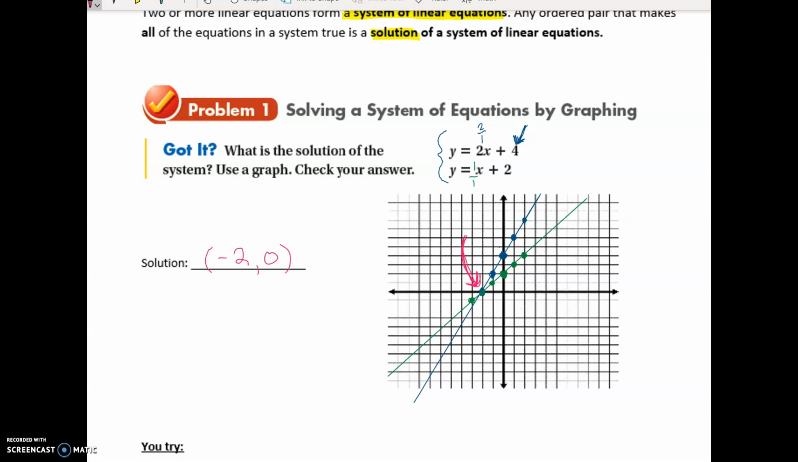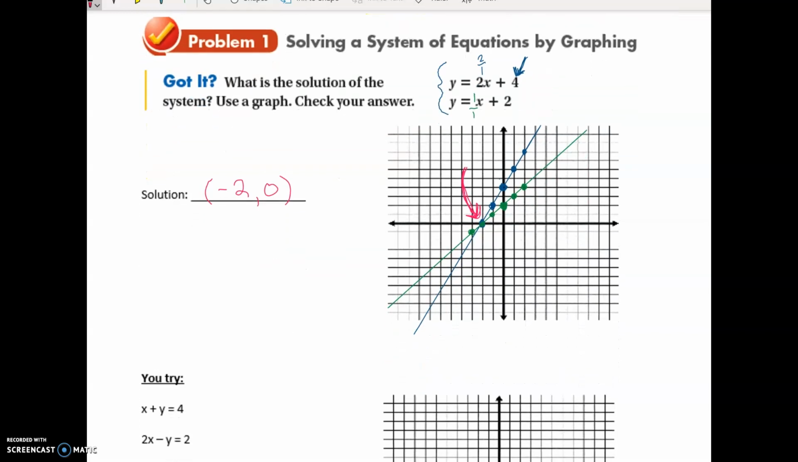So I know it works, and you can always check those by plugging them into the x and y for each equation. It has to work in all the equations to be a solution, okay? Now, there's one for you to try.